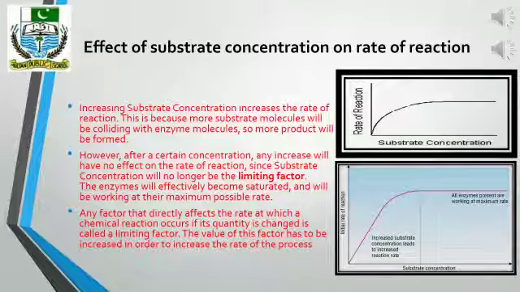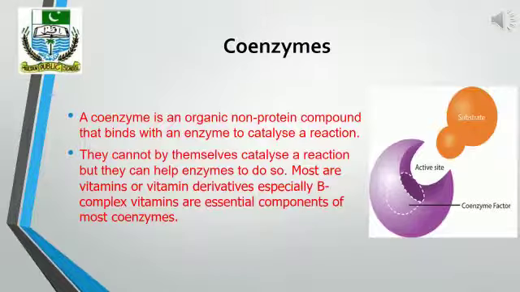These graphs are showing that increased substrate concentration leads to an increased rate of reaction, because when more substrate will bind with enzymes, more products will be formed. But after a certain point, this increase in substrate concentration will no longer affect the rate of reaction, because now all enzymes are working at their maximum rate.